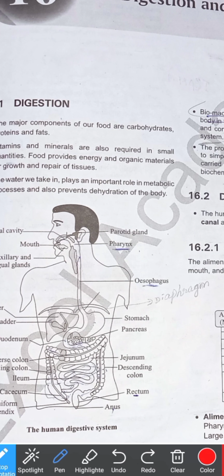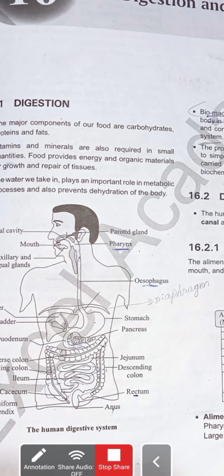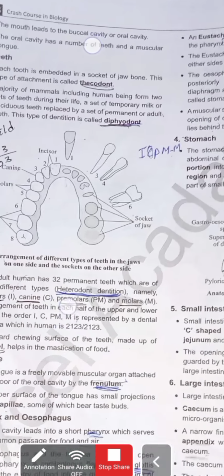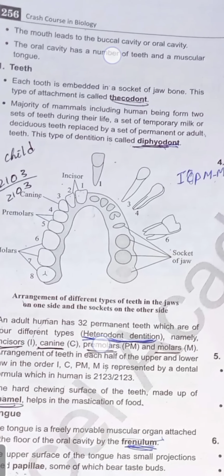And there is a structure called the vermiform appendix. This is a small finger-like projection which is seen on the cecum. There is no function done by the appendix in digestion. Therefore it is also called a vestigial organ, which is nothing but a waste organ which doesn't have any role to play in digestion.